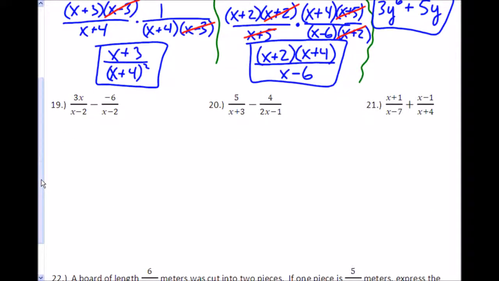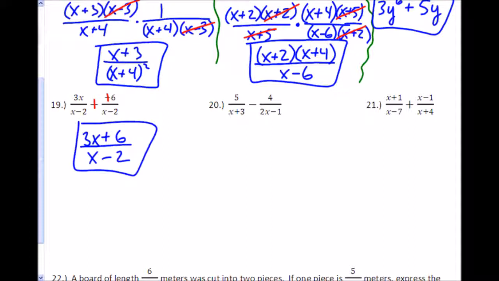The next one, number 19, I have to get common denominators, and I already have common denominators here. So I'm just going to subtract the numerators. Remember, that's the same as adding the opposite. So when I add these, that's a 3x plus 6. Denominator stays the same. That's an x minus 2.